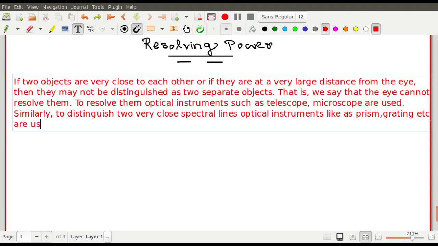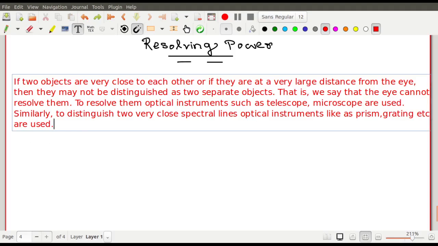are used. So telescope, microscope are used for which purpose? Telescope, microscope are used to separate two very close objects, and prism and grating are used to separate two very close wavelengths, spectral lines. Okay, spectra means that atomic transition that yields some spectra. So we are speaking of those quantities over here.